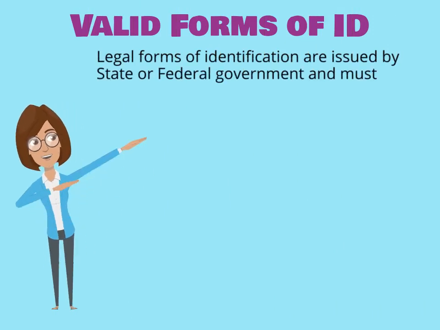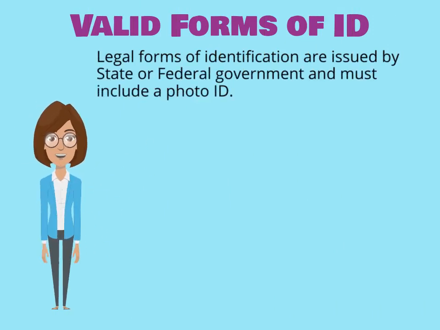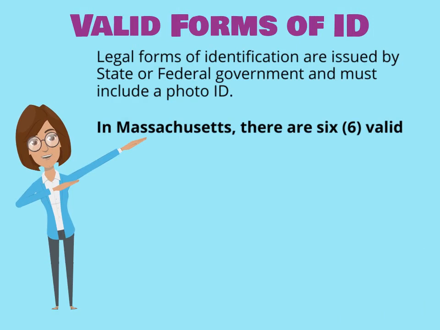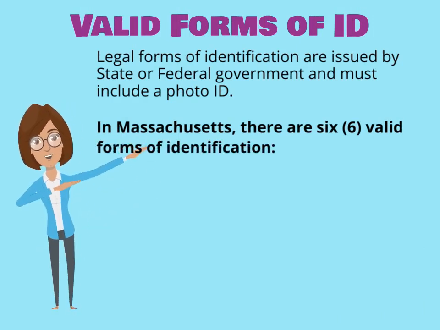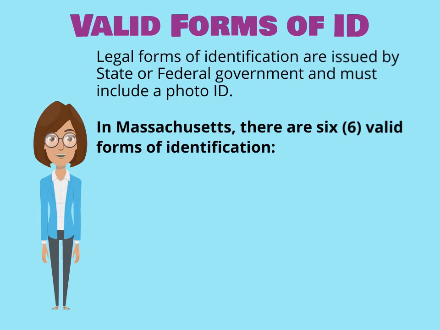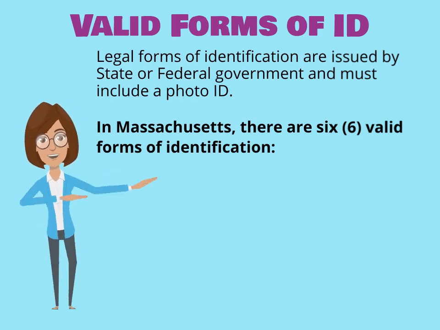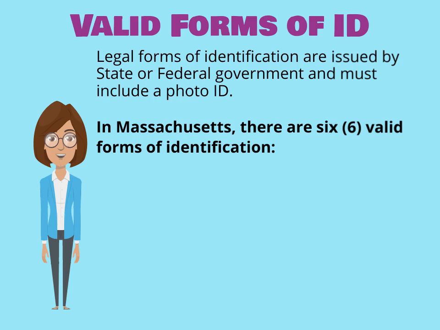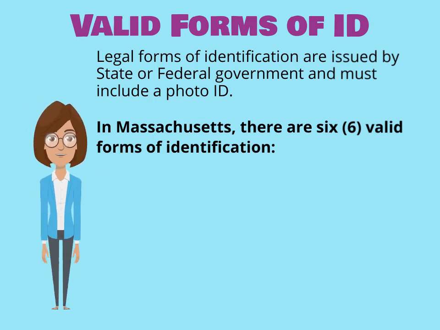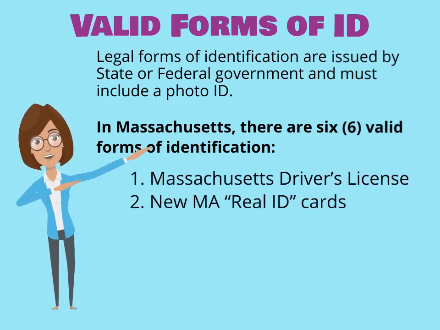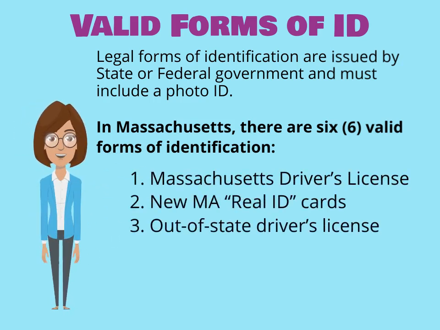Legal forms of identification are issued by state or federal government and must include a photo ID. In Massachusetts, there are 6 valid forms of ID that are acceptable, including the new requirement that will be needed by 2020 called Real ID cards. Let's review the valid forms of identification in Massachusetts.